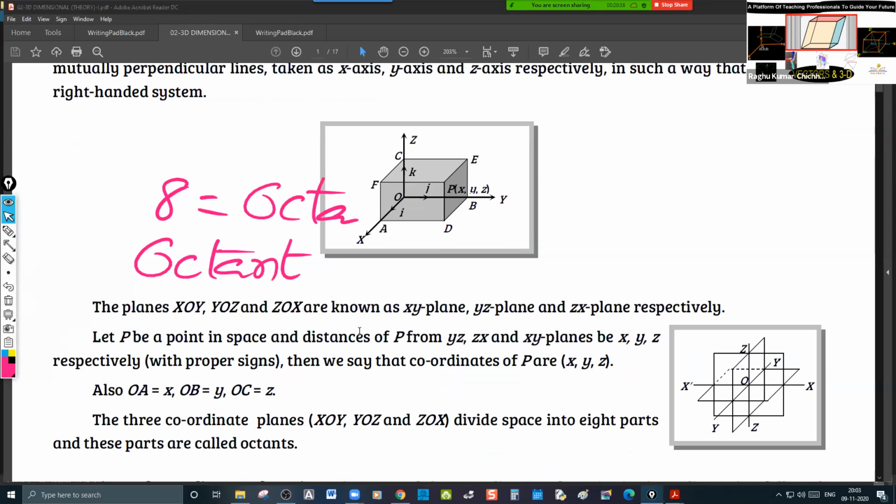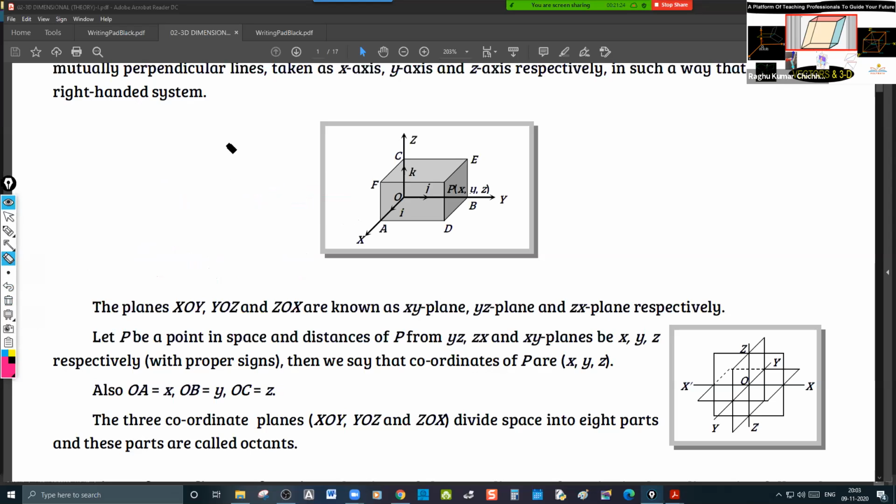And understand that in vectors, mutually perpendicular lines is a special case. What I mean to say, i bar, j bar, k bar we take in vector algebra is a special case. In vectors, to represent any point in the space, we need not always have three mutually perpendicular vectors. But what happens in case of three-dimensional geometry, it is mandatory that you must have the mutually perpendicular lines.